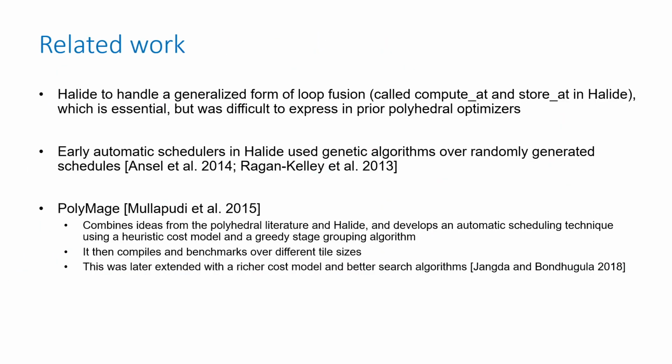Okay, now I'm going to briefly discuss the related work. There are some interesting comments in this section. One of them is that Halide is able to handle compute_at and store_at, which are interstage optimizations, something that is difficult to express in polyhedral frameworks. And also in the past, they had considered genetic algorithms over randomly generated schedules for the autoschedulers in PolyMage, but they have stepped away from that.